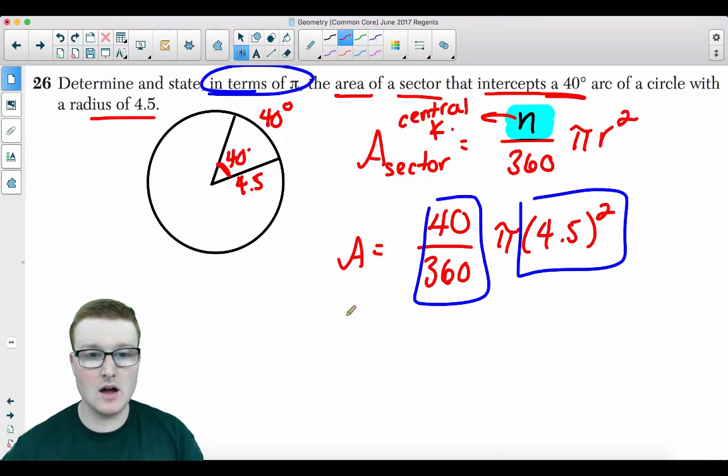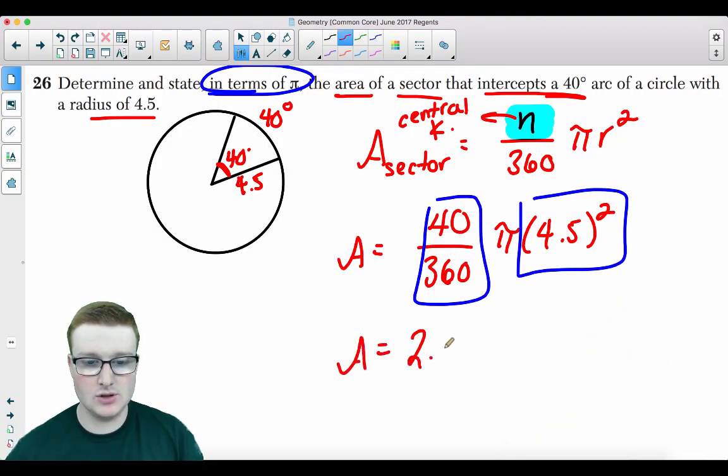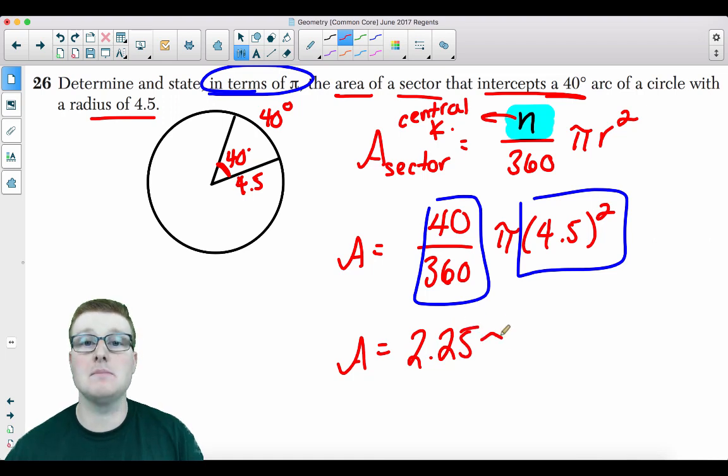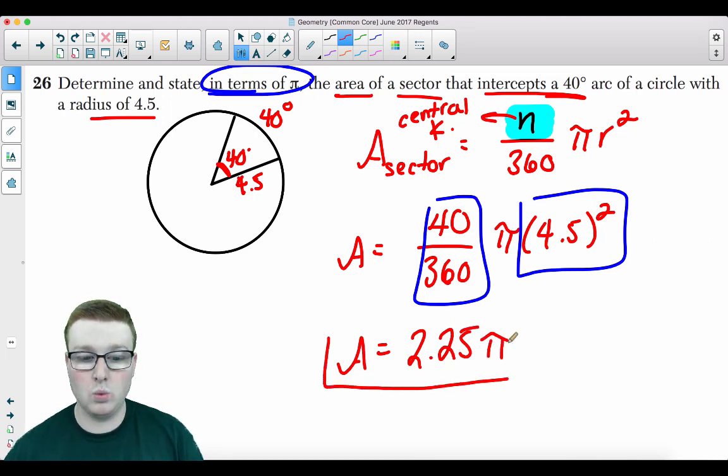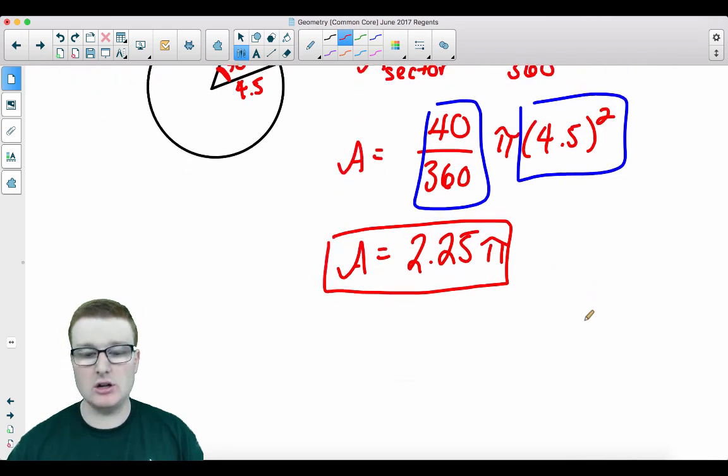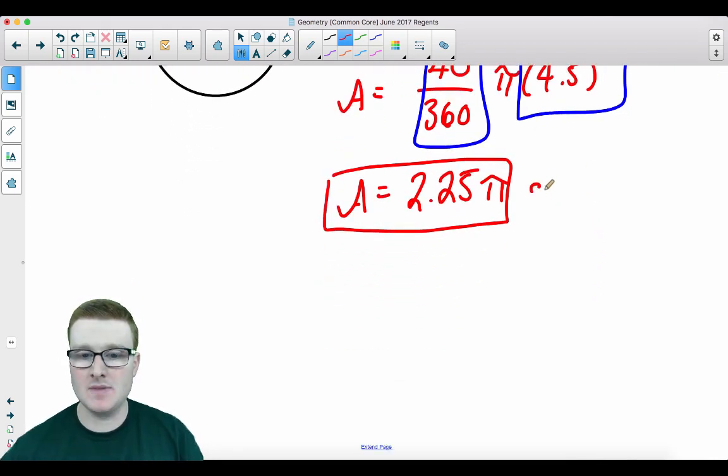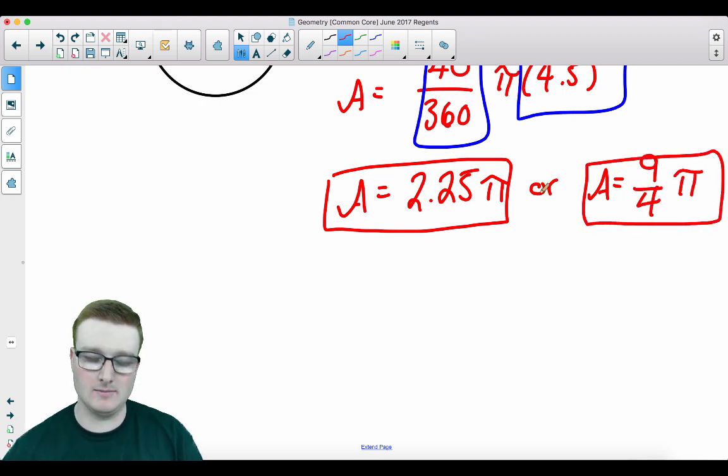Fantastic. So the area of the sector is equal to 2.25 pi. That's one answer. Now, you could even express this as a fraction. You could have said the area is equal to 9/4 pi. That's perfectly acceptable as well.